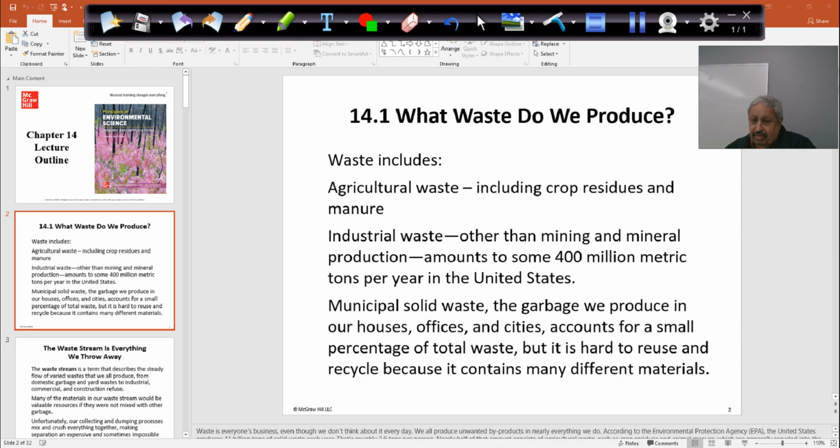Then you have municipal solid waste, like the garbage we produce in the houses, offices, and cities, which accounts for a small, tiny percentage of the total waste. As I said, the main thing is the industrial waste.